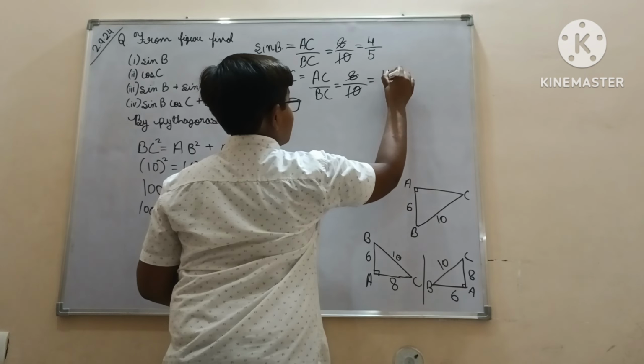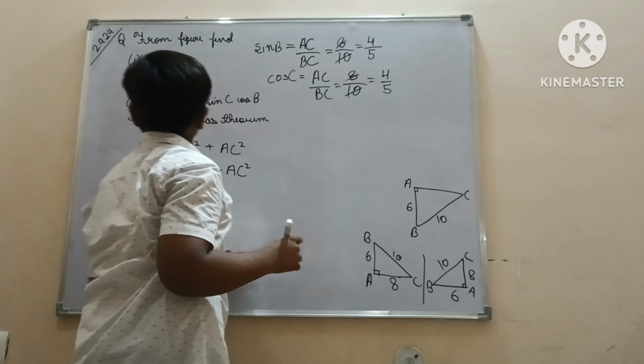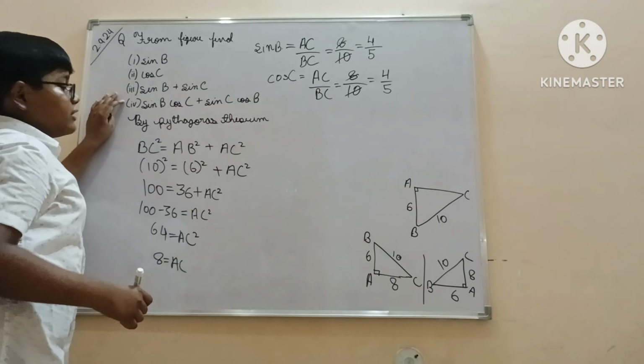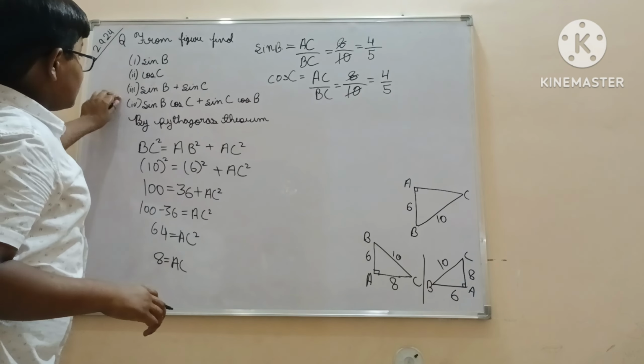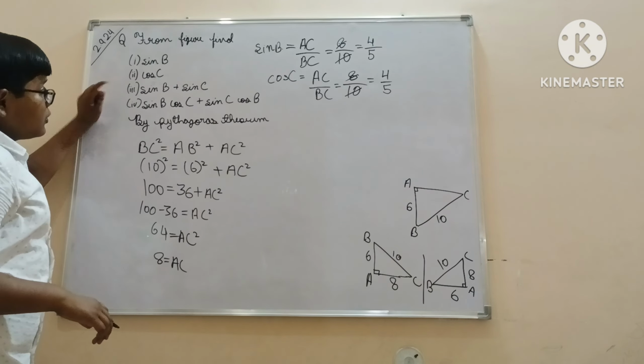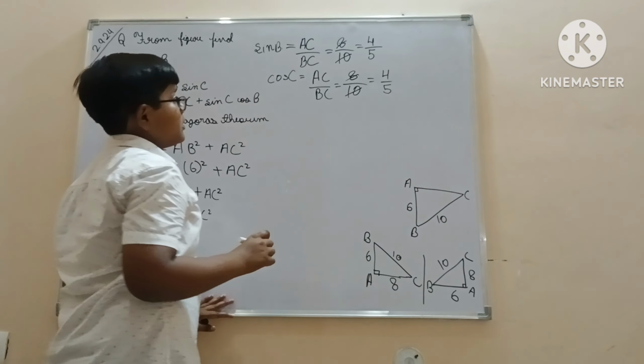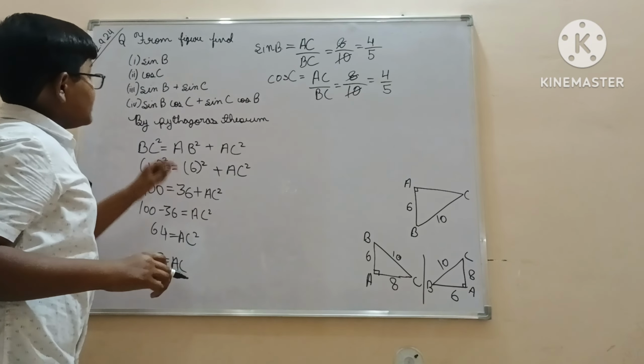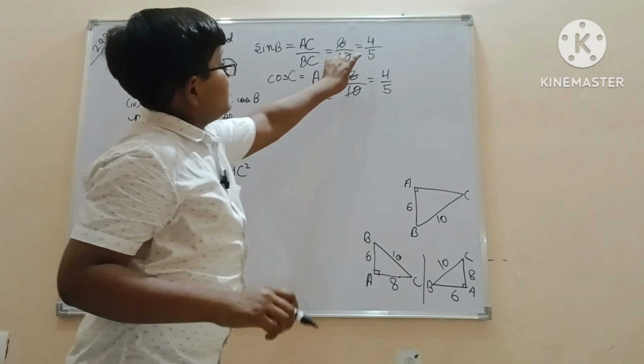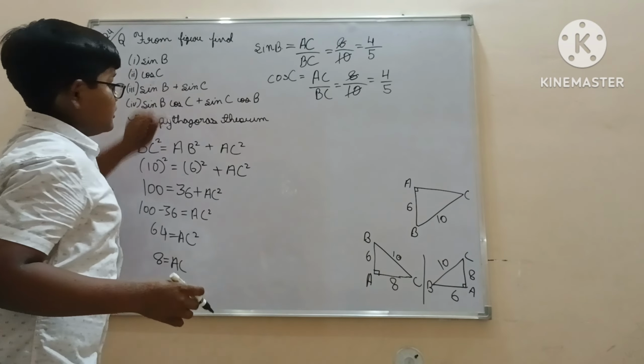Now these will be cancelled by 2 and we will get the value as 4 by 5. Now the third trigonometrical ratio is the sum of two trigonometrical ratios, which is sin b plus sin c. So we have the value of sin b here and we have to find sin c.